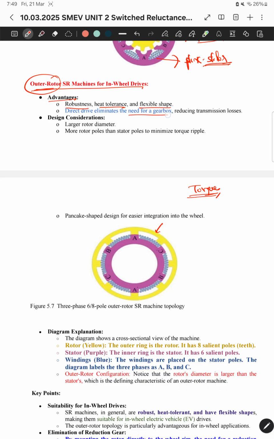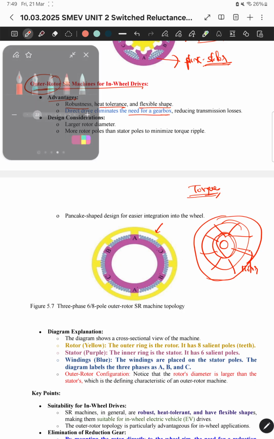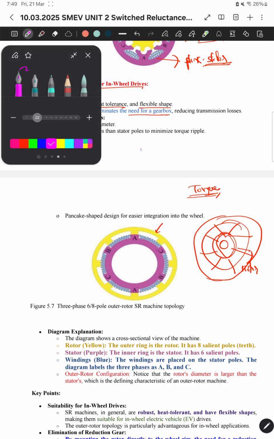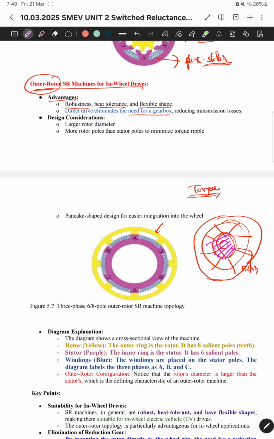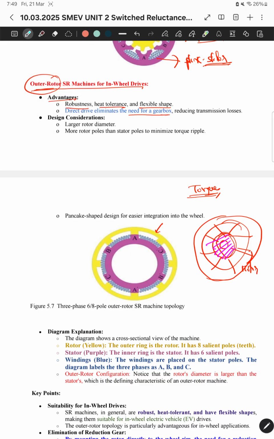And direct drive eliminates the need of a gearbox. As I just told, I am directly placing this arrangement in the wheel. If this is a wheel, at the center I can place this motor directly in the wheel, with the wheel point, and this will be the supporting one. Normally this is what we see here. This portion will be the motor. As I'm using this combination, there is no need of a separate gearbox, so transmission losses will be reduced.